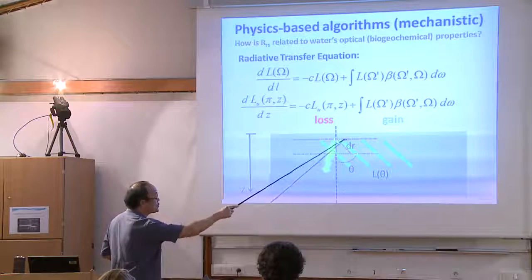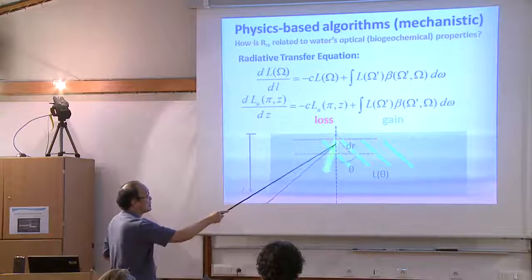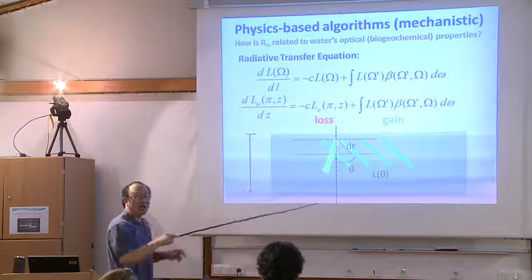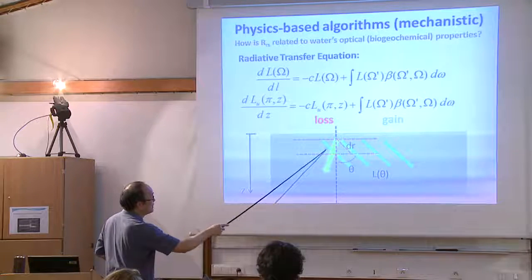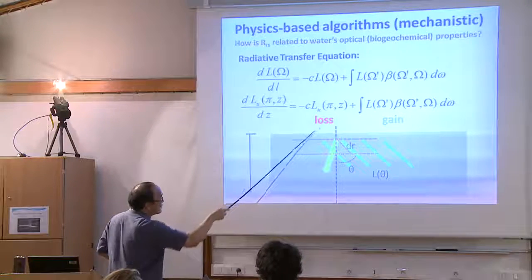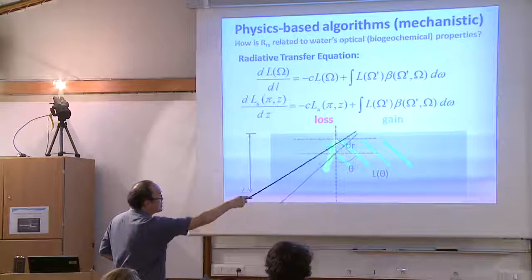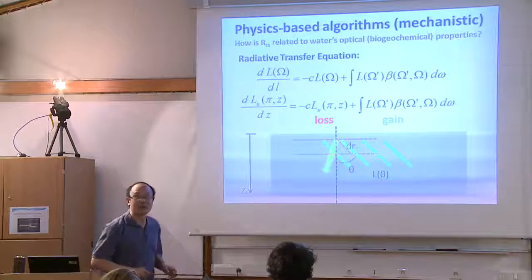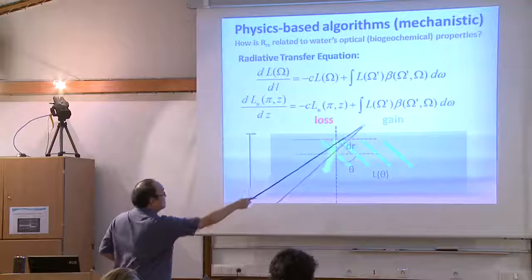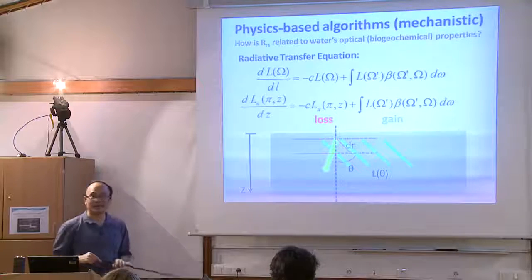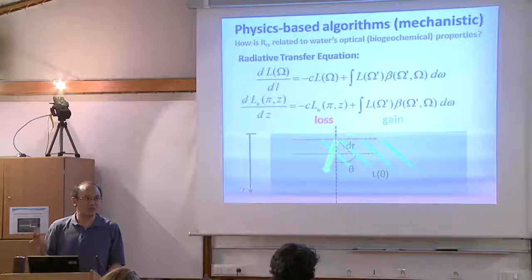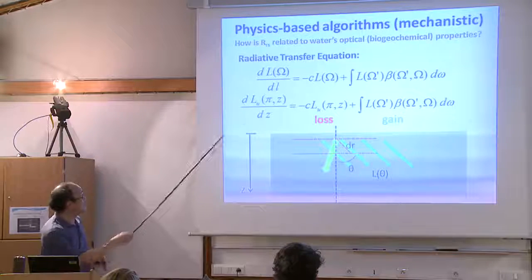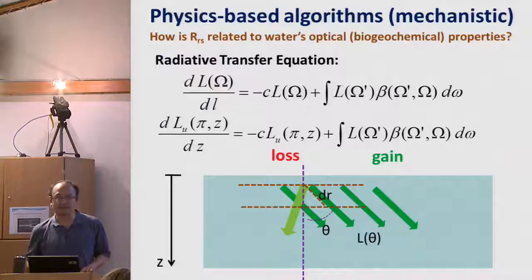Some of the light will be scattered out of that direction, so that's a loss term. But there is also light going in other directions, and some of that will scatter into the direction we are focused on. That is the gain term. So all these fundamental relationships for ocean optics and ocean color remote sensing come from this radiative transfer equation.